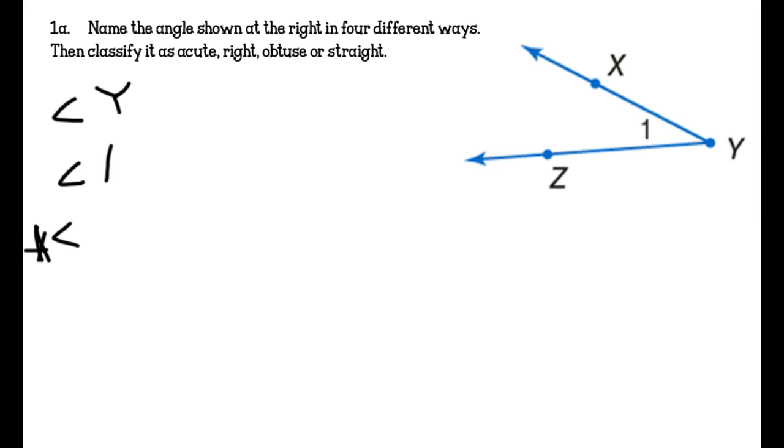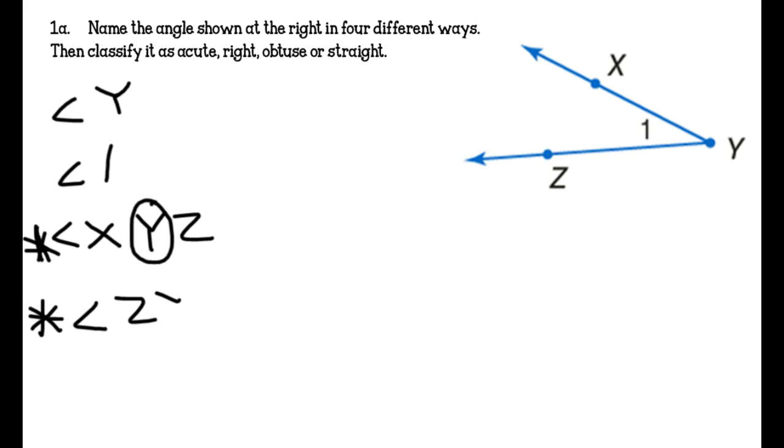This is what you will use more in your high school geometry courses, and that is calling it x, y, z, with y being the vertex. So angle x, y, z, with y being your vertex. Your center letter is always your vertex. You could also do it as angle z, y, x, just doing it backwards. But again, your center letter is still your vertex. And then we look at this angle, and it is an acute angle. It is less than 90 degrees.